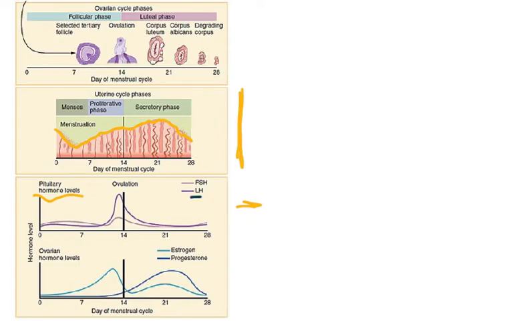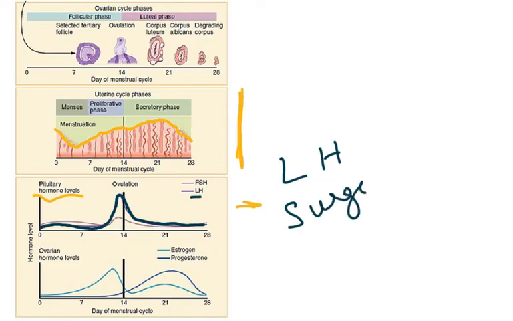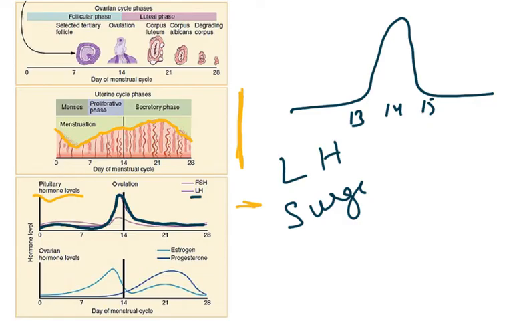So LH is the darker purple one, which is this one, which just increases before ovulation and then dies down. We call this the LH surge. So LH increases on day 13, and then suddenly decreases. So day 13, 14, 15. This is called the LH surge.